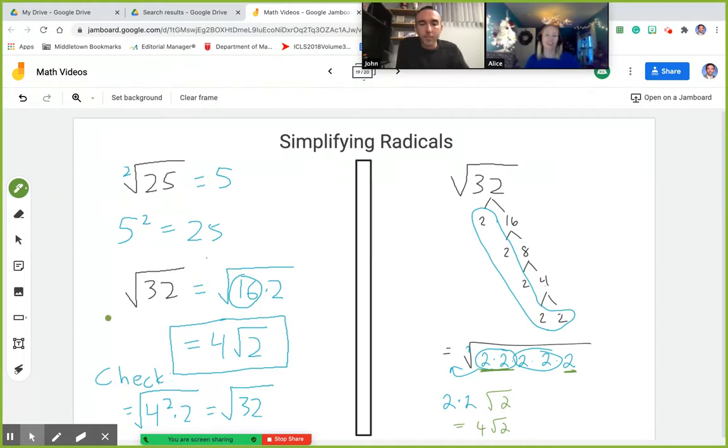And I don't need any excuse to do factor trees, so I am pumped to try this method. Great.